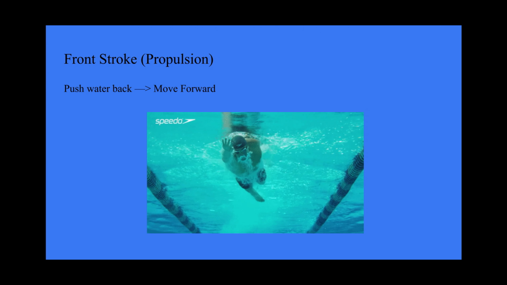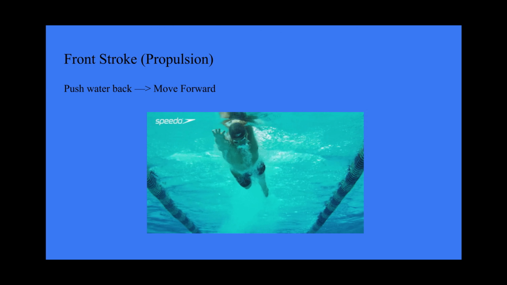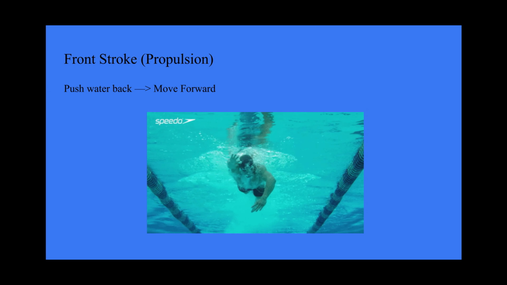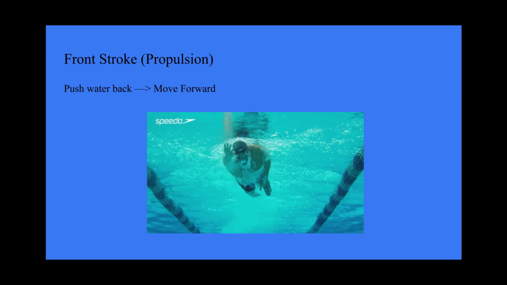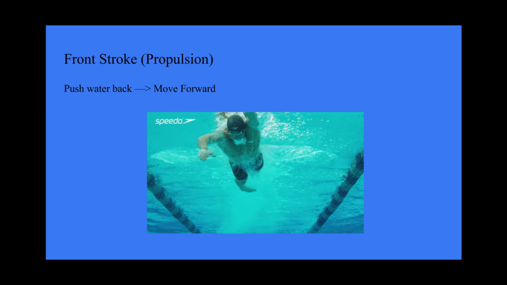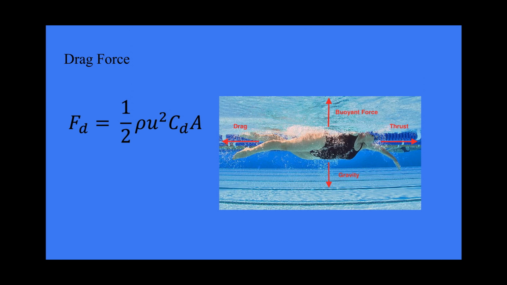Front stroke. The front stroke is a balance between propulsion and resistance. When swimmers pull water backwards with their arms, they push water in the opposite direction. According to Newton's third law, the water pushes them forward. At the same time, swimmers experience drag force.